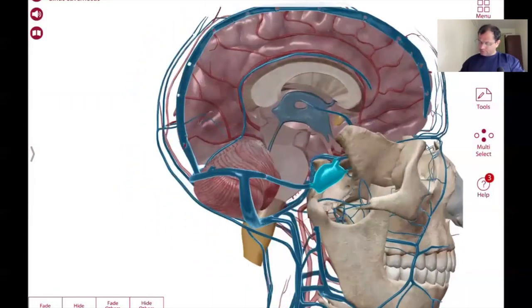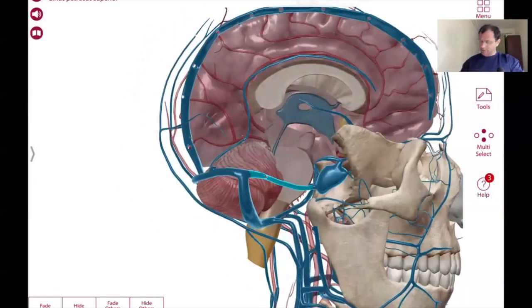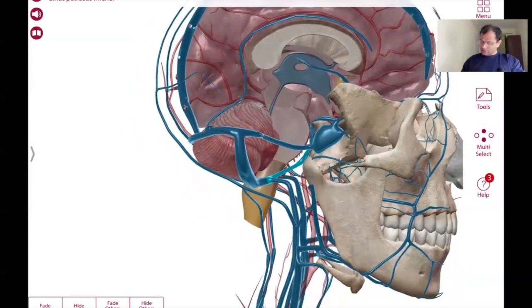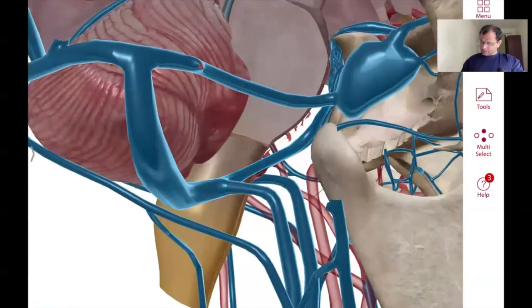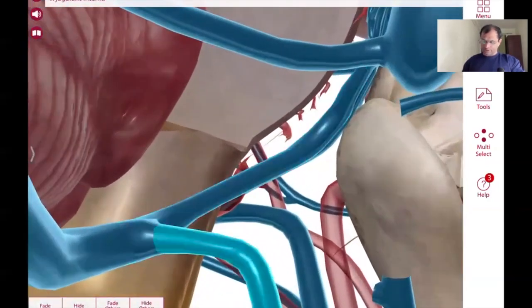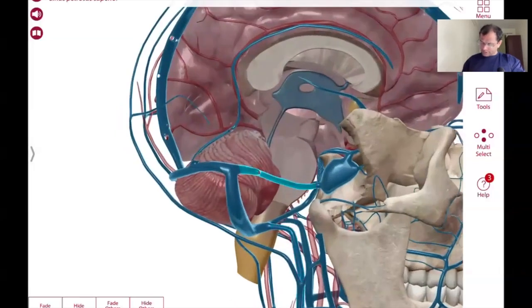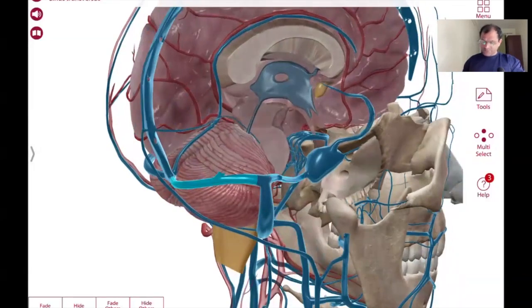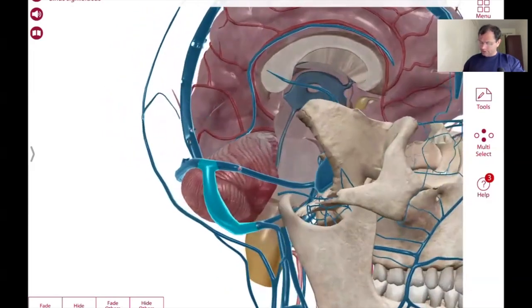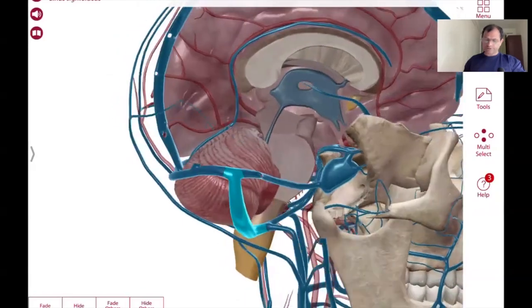From there, two structures are going: the superior petrosal sinus and the inferior petrosal sinus. The inferior petrosal sinus goes directly into the internal jugular vein. But the superior petrosal sinus goes into the transverse sinus, then this S-shaped sigmoid sinus. Then it goes into the internal jugular vein. So there are different routes. Superior sagittal sinus, transverse sinus, then the sigmoid sinus.